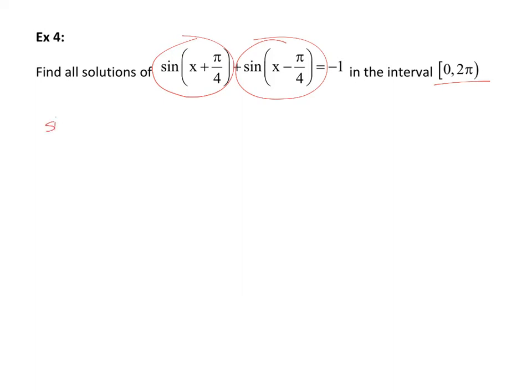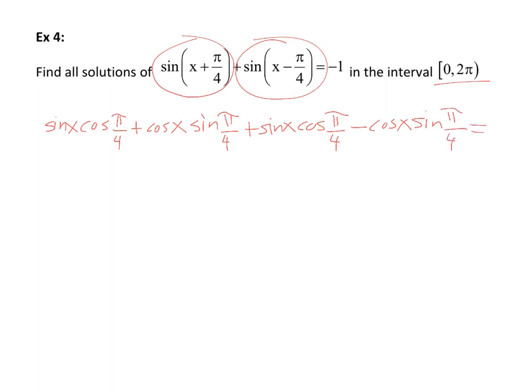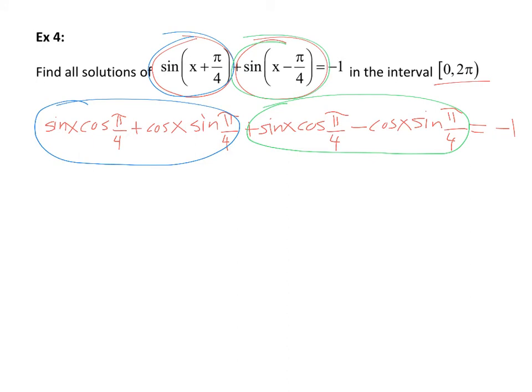So I'm going to get sine of x cosine of pi over 4, then plus cosine of x sine of pi over 4. And I have plus sine of x cosine of pi over 4. And I'm going to have minus cosine of x sine of pi over 4 equals negative 1. Okay, so this came from this, and this came from this, applying the sine sum formula and the sine difference formula.